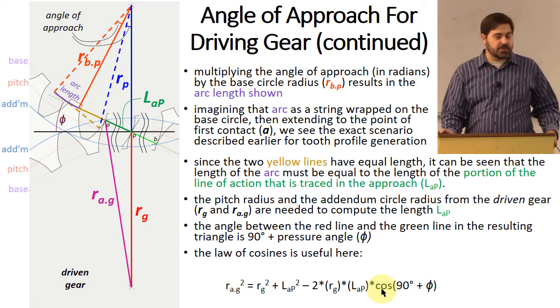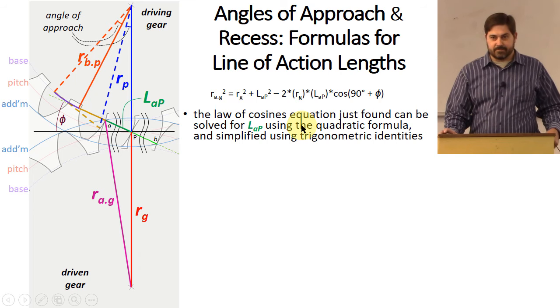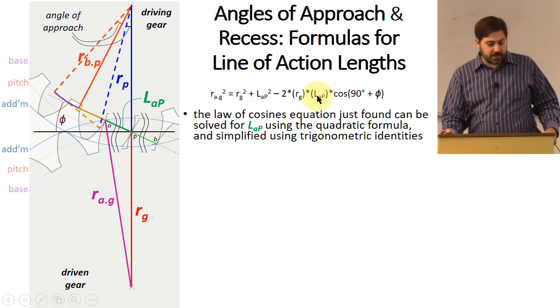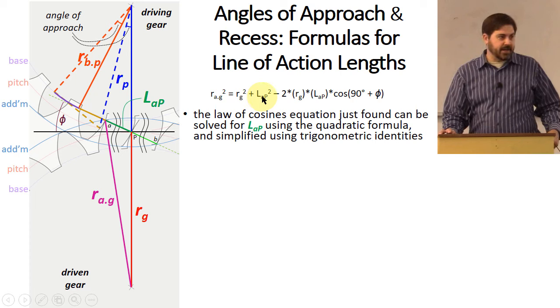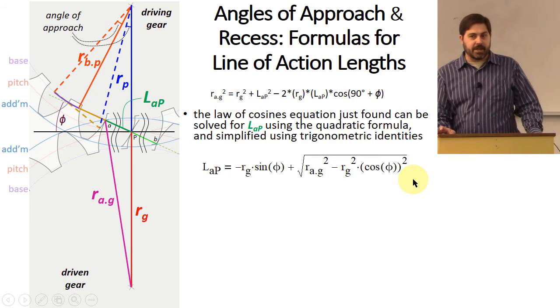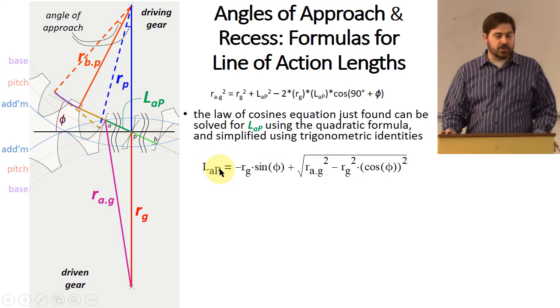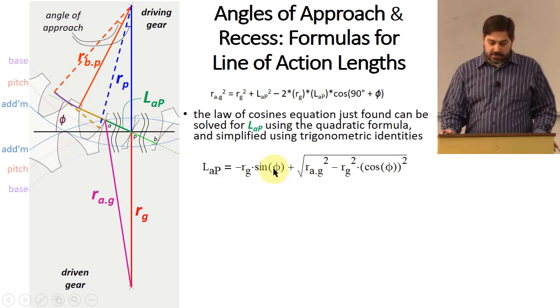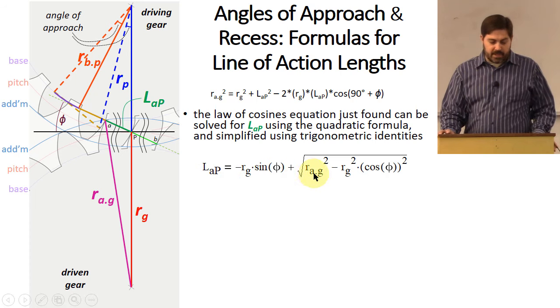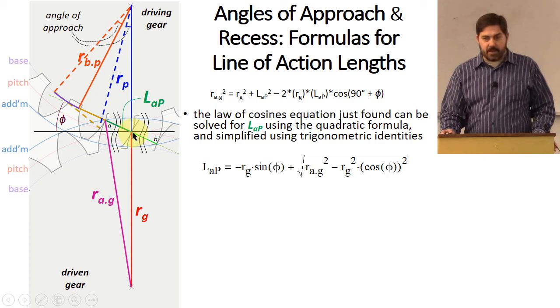That's not necessarily a given that you can solve for it in closed form, but it turns out that we can here. We just need the quadratic formula, right? This turns out to be a quadratic equation in LAP, right? And if you use the quadratic formula, which I'll spare you all of those details, along with a couple of trig identities, it allows you to solve for what LAP is in terms of things that you would know, right? Things you would know would be things like the pressure angle, the radius of the addendum circle of the driven gear, right? And the radius of the pitch circle of the driven gear. Okay, you know those things, then you can calculate the length of AP.